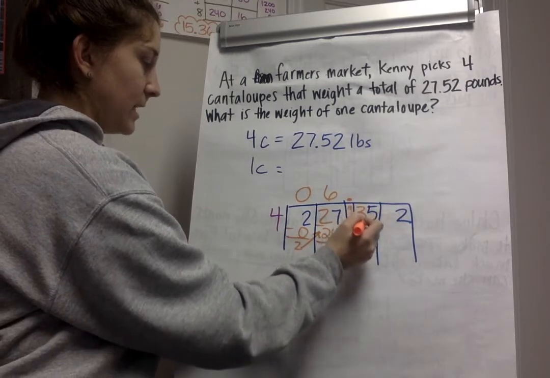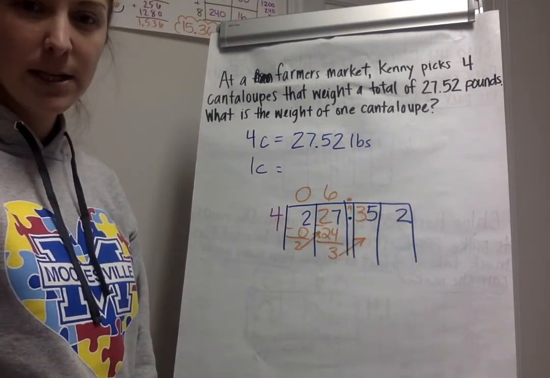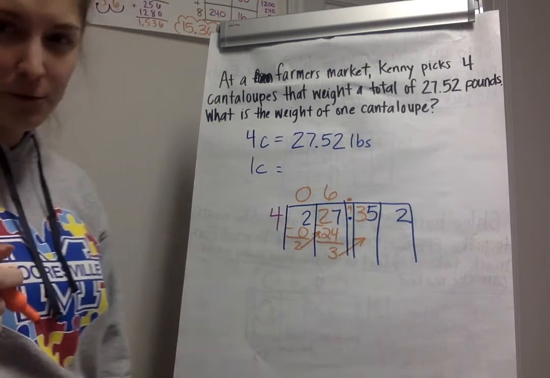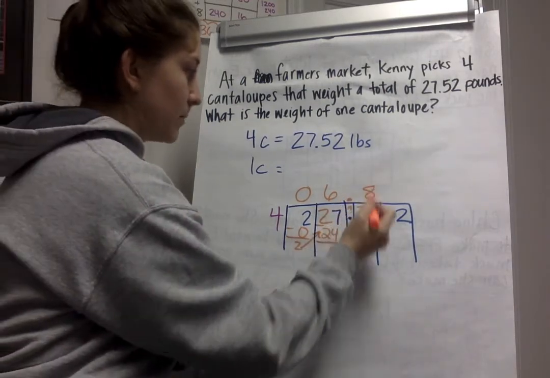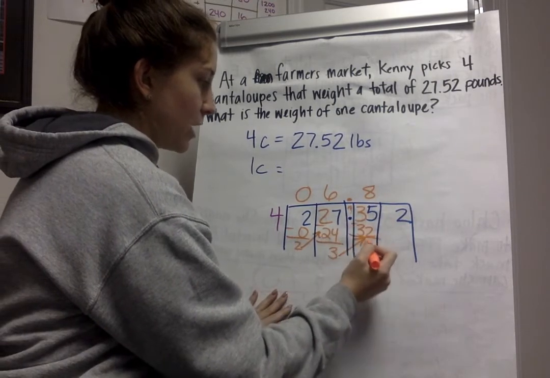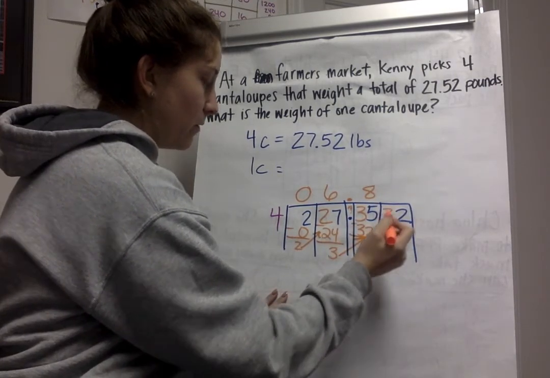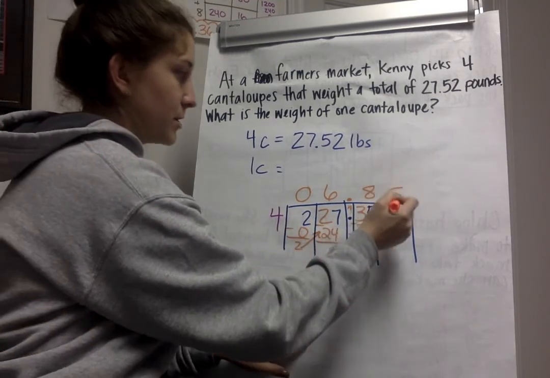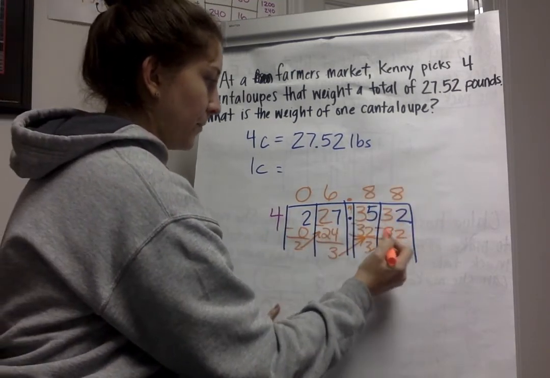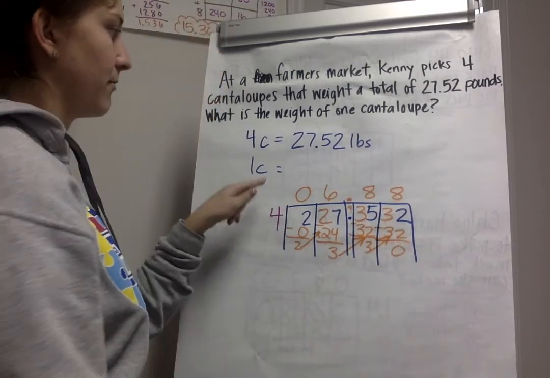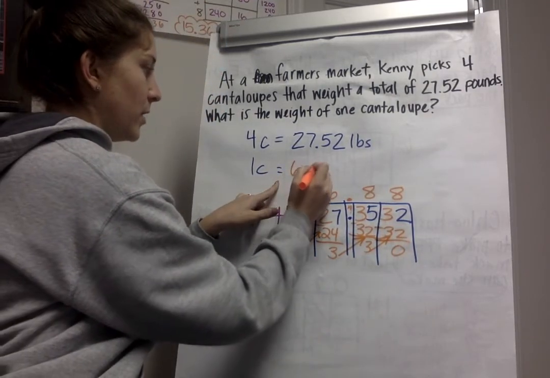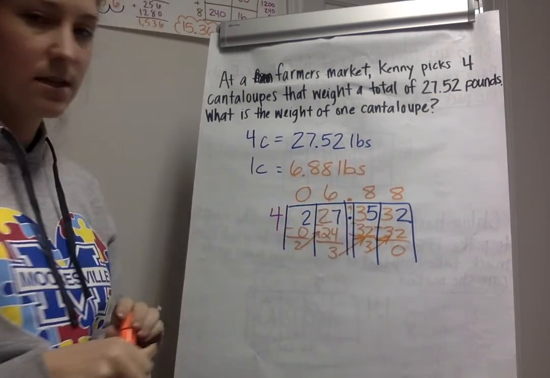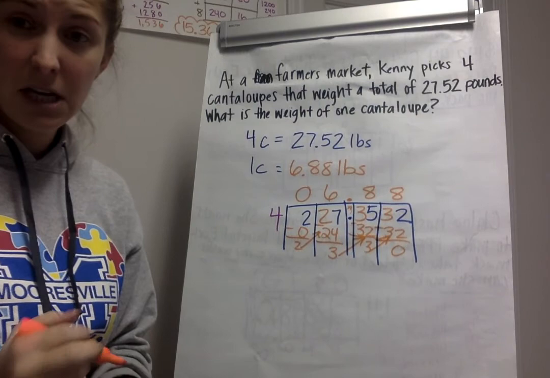I subtract and get 3, and then I have how many times can 4 go into 35? Well, if I'm correct, I think 4 times 8 is 32. So it's going to be 8 times. I'm going to subtract 32, carry it up and over. And then again, how many times can 4 go into 32? We just answered that with 8. So I subtract and I get 0. Therefore, 1 cantaloupe weighed 6 pounds and 88/100 ounces, which is a pretty big cantaloupe.